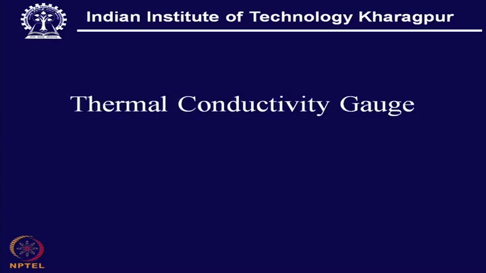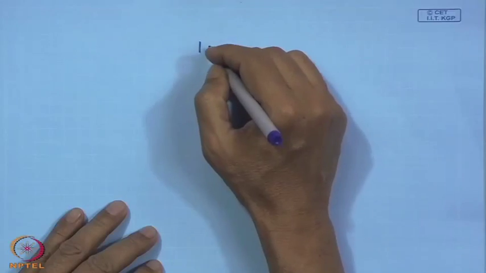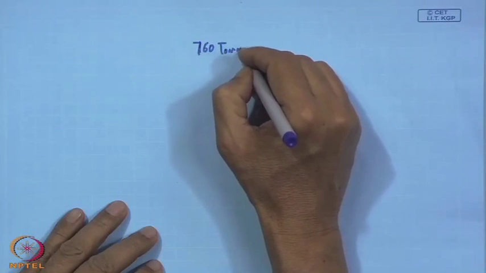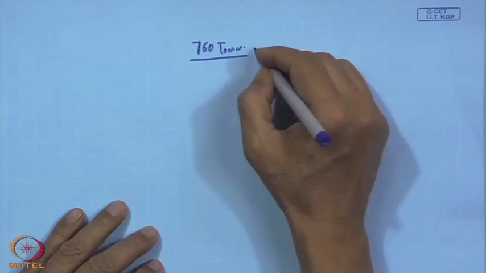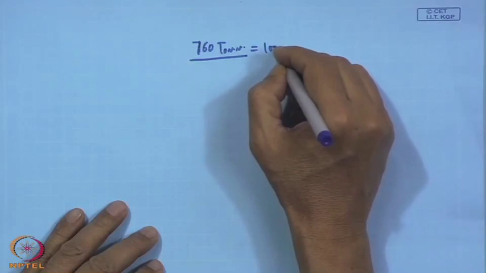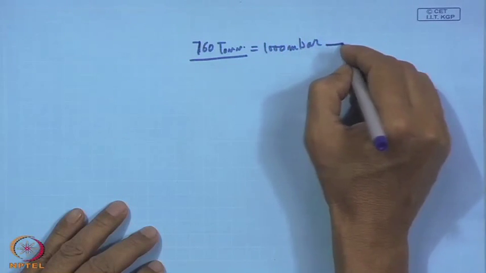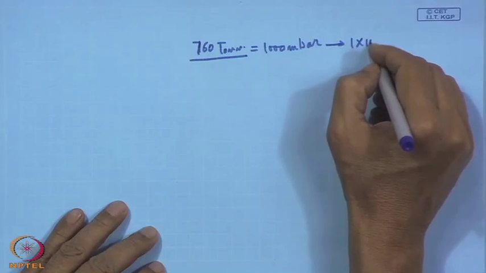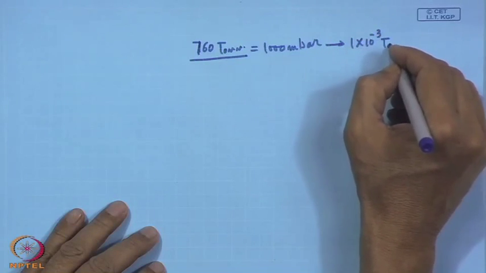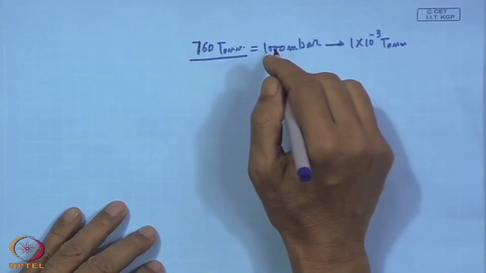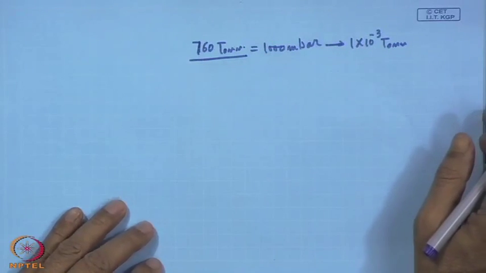the thermal conductivity gauge. This is also used in the range of, say, 760 torr, or 1000 millibar, down to 1 into 10 to the power minus 3 torr. So, that is the pressure range within which this thermal conductivity gauge can work.